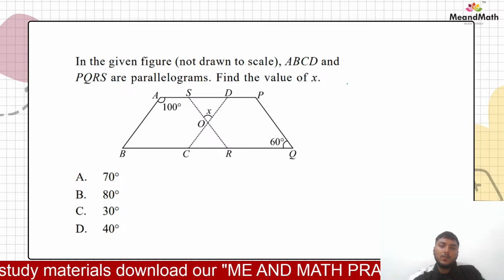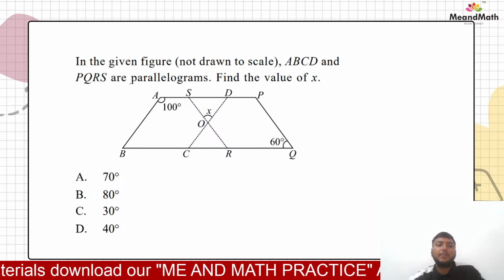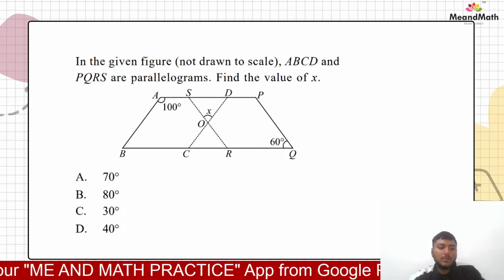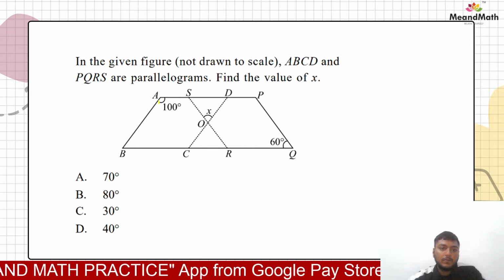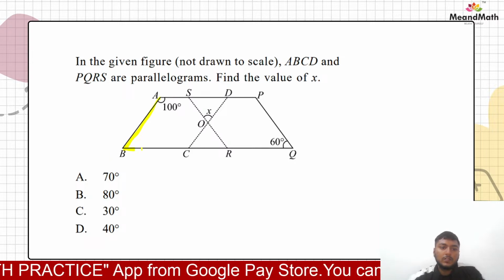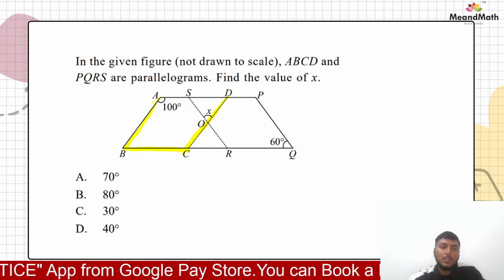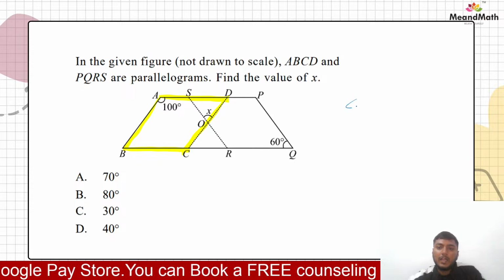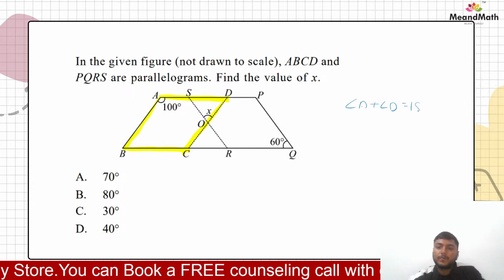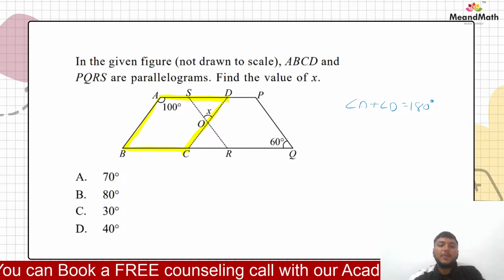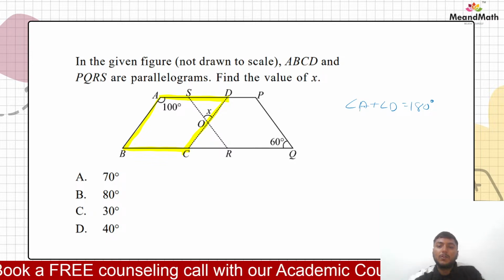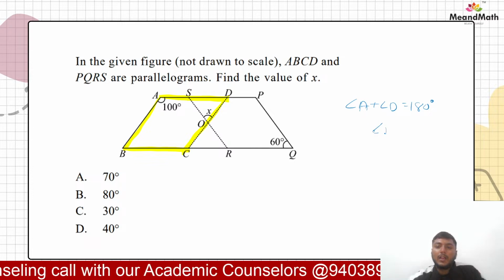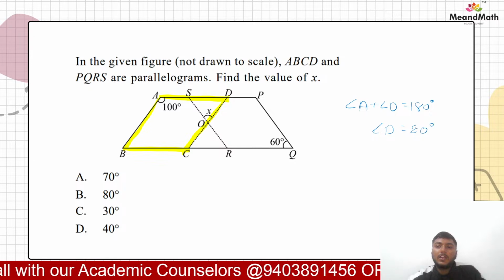Okay, so now let's move on to solve this question. ABCD and PQRS are parallelograms. So ABCD is a parallelogram, right? So obviously angle A plus angle D would be 180 degrees, because AB is parallel to CD. So angle A and D would be co-interior angles. So angle D's value would obviously be 80 degrees.